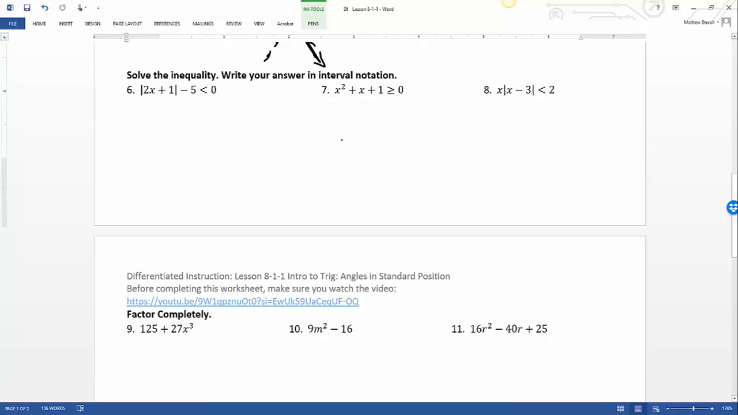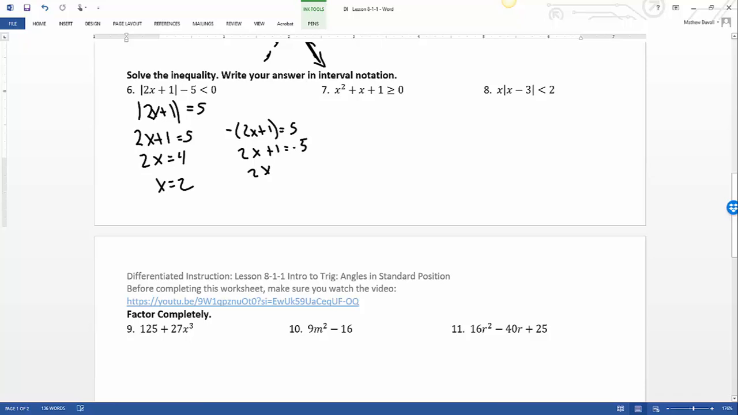Solve the inequality. Remember, we pretend it's an equal sign. I'm going to add it to the other side. Break it up. So 2x plus 1 equals 5, and then negative 2x plus 1 equals 5. Solve. You get x equals 2. And then if I divide by the negative, x equals negative 3. Put that on a number line.